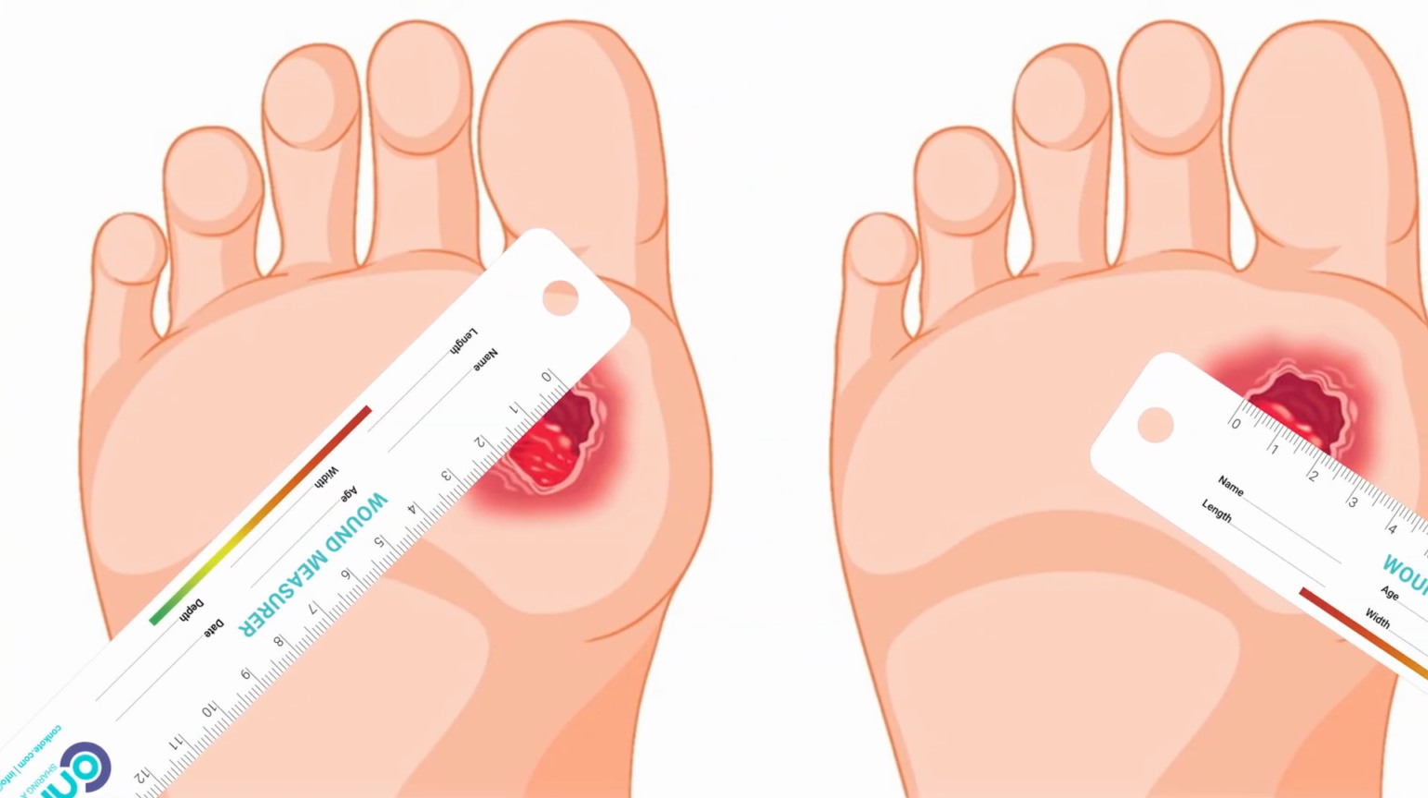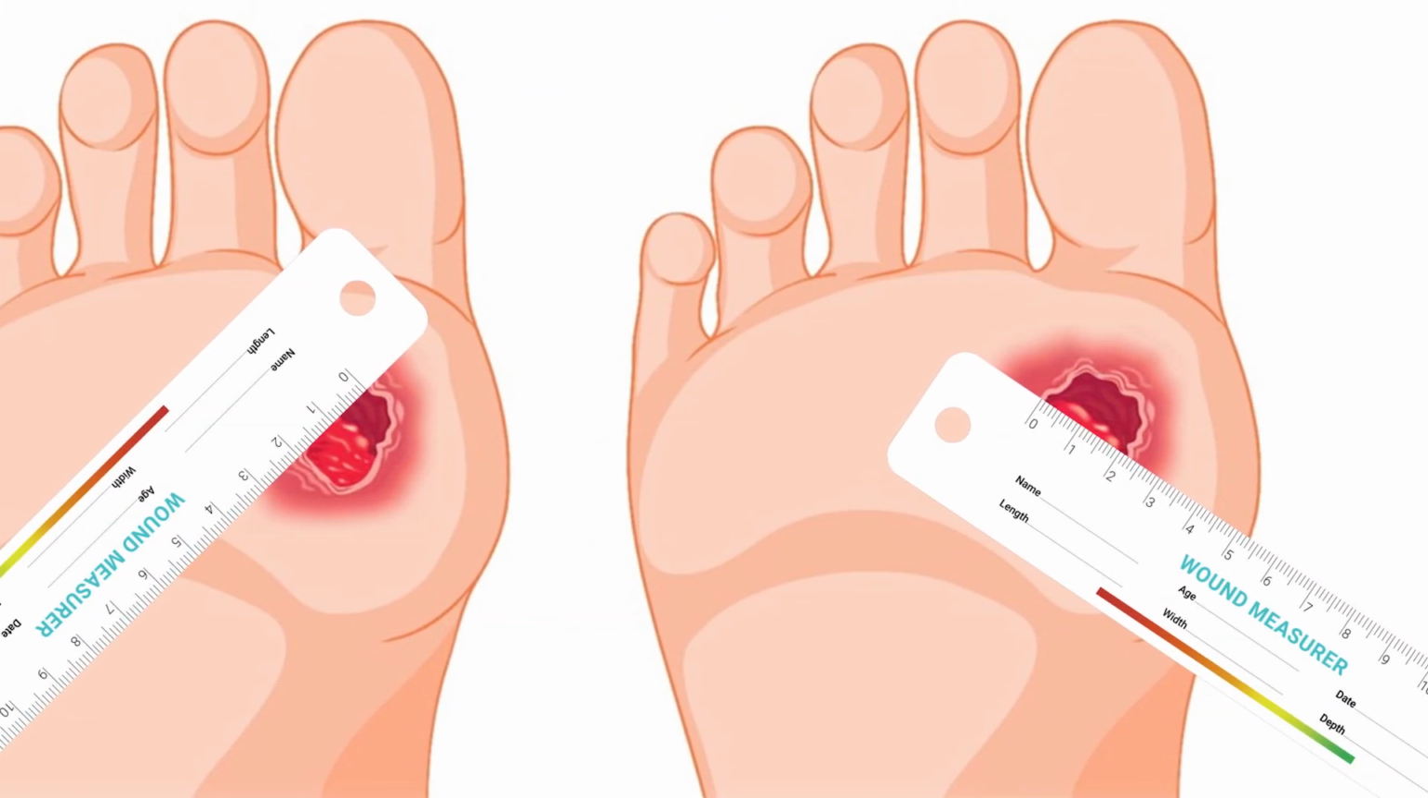It's predictable. It follows a pattern. The edges come together, the base fills in, the size shrinks. You can measure it this week and measure it again in 2 weeks and see progress. That's an acute wound. It's on a timeline, and that timeline is moving forward.